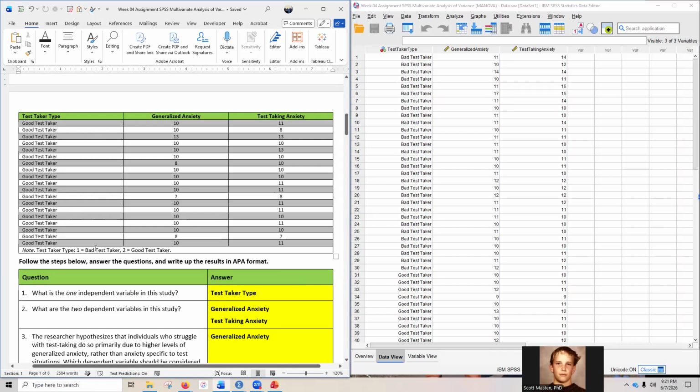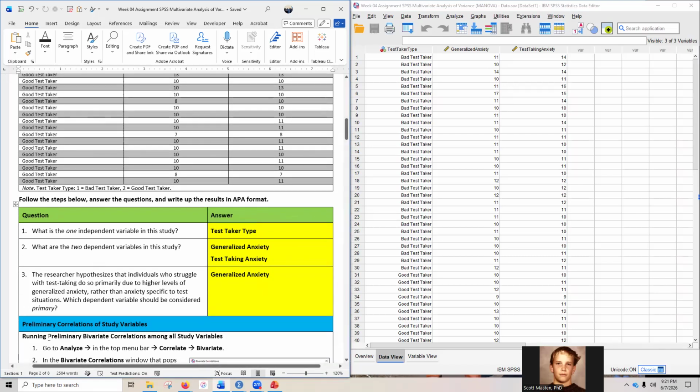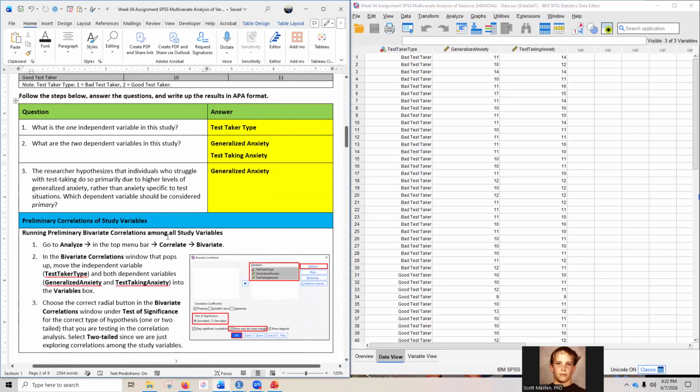So the researcher hypothesizes that individuals who struggle with test taking do so primarily due to higher levels of generalized anxiety rather than anxiety specific to test situations. So which dependent variable should be considered primary? Well, they think generalized anxiety is the important DV, right? So generalized anxiety is the primary dependent variable, and test anxiety is a secondary dependent variable. So step one is to run some preliminary correlations.